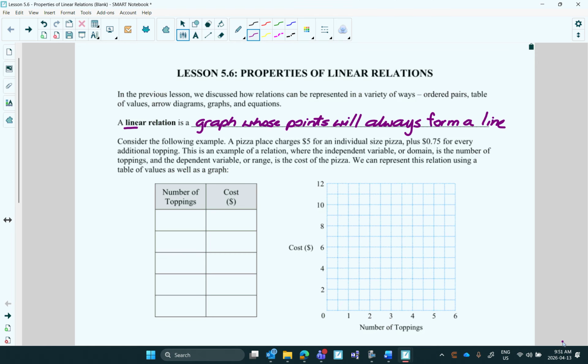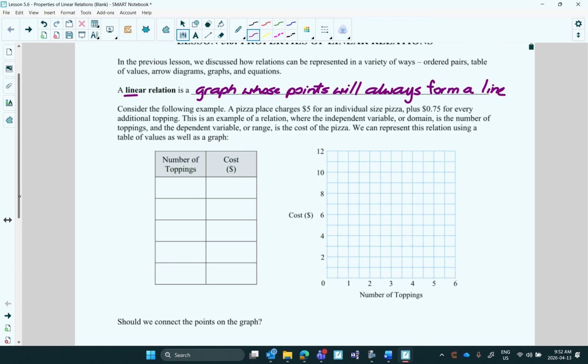So let's take an actual example of something that a linear relation could be. This one is also going to be a function because the domain values connect. Okay. So let's say some pizza place has a special on individual pizzas. They charge $5 plus 75 cents for every topping. So this is an example of a relation where the independent variable is the number of toppings, and the dependent variable is the cost, because the cost depends on how many toppings you get.